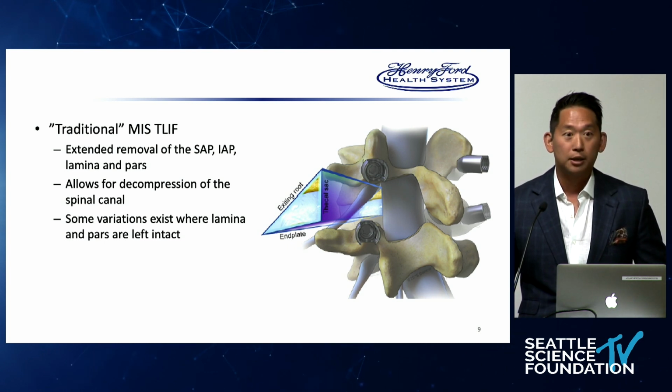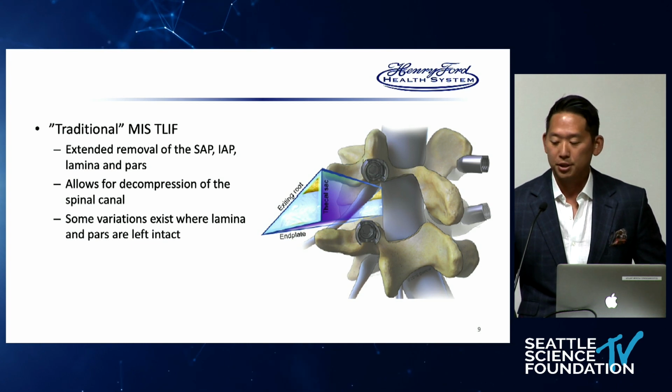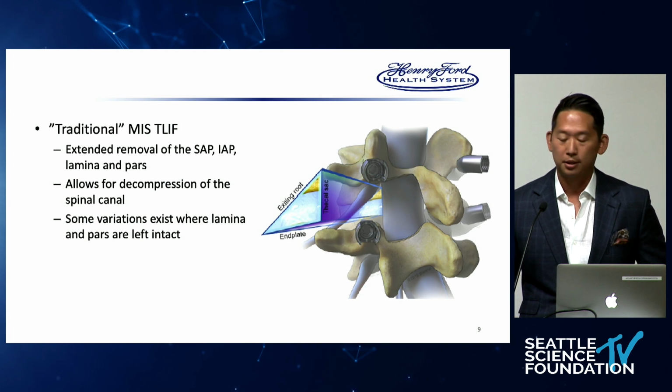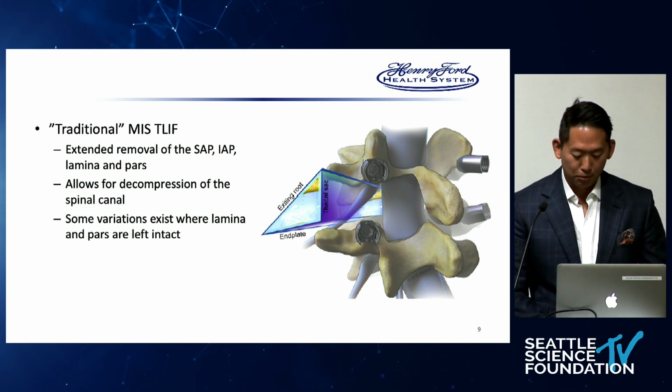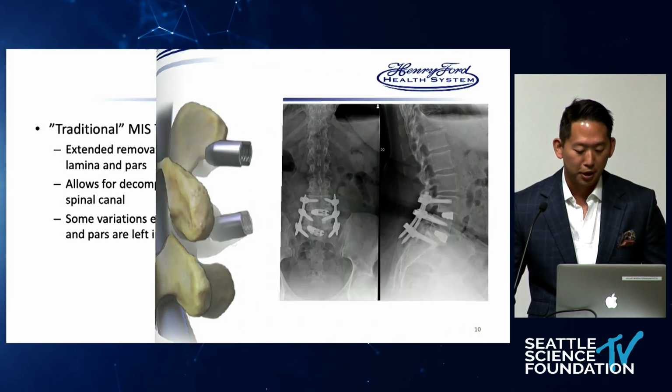Personally, when I feel that a direct decompression is not necessary, I'll leave these structures intact to protect things like the DRG, as well as the traversing root, to minimize the risk of a neurological injury or durotomy.